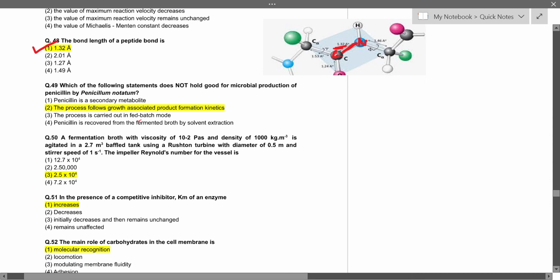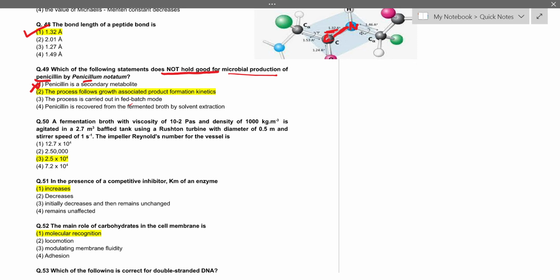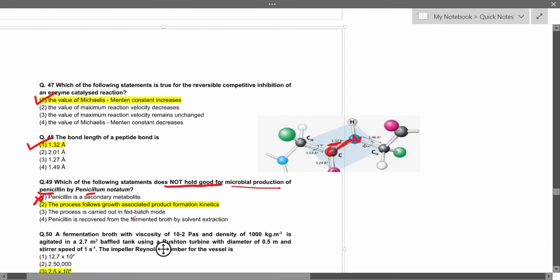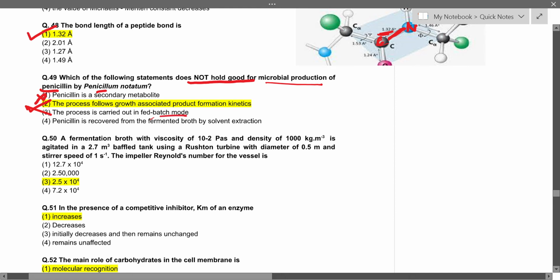Next is, which of the following statements does not hold good for the microbial production of penicillin by Penicillium notatum? So here penicillin is a secondary metabolite, but it is not asking about that, so it is not at all related. Okay, this is wrong. The process follows growth associated product formation kinetics. Yes, this is a correct option because this is actually a problem while producing the antibiotic. The process is carried out by fed batch mode. Yes, this is correct, so this is the wrong option. Penicillin is recovered from the fermented broth by solvent extraction. This is also correct, so this is the wrong option, because they are asking which does not hold good.